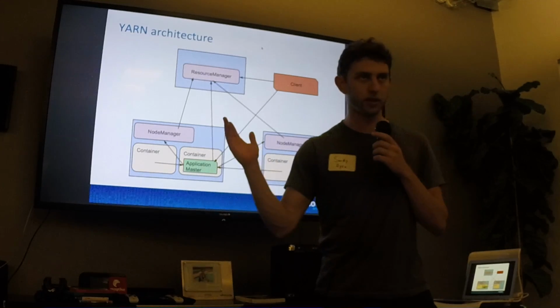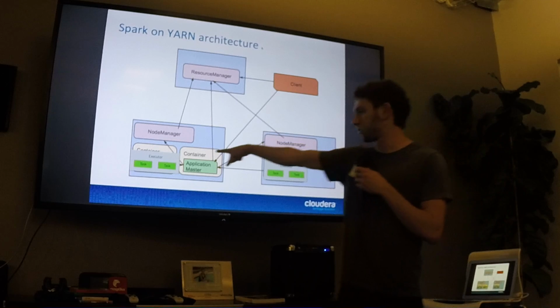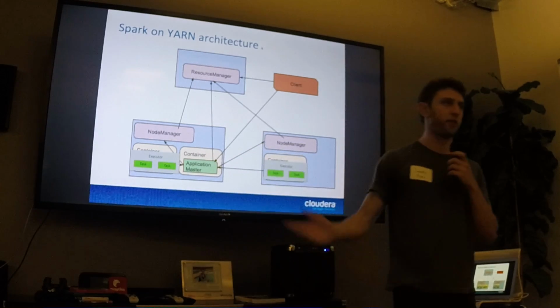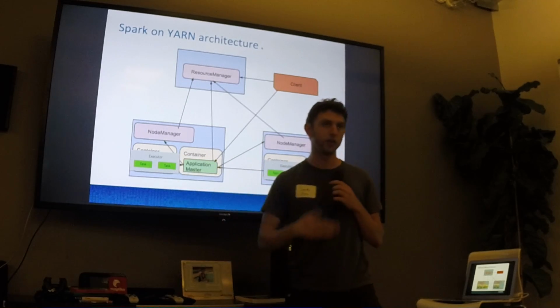So how does Spark fit into this picture? Executors go inside containers. So they're a Java process that's started by Yarn. And they run tasks inside of them, which are not new processes, they're just threads.